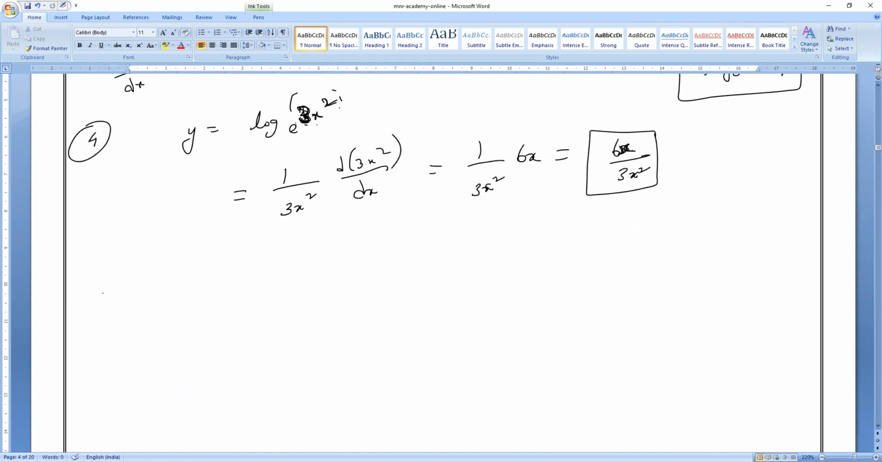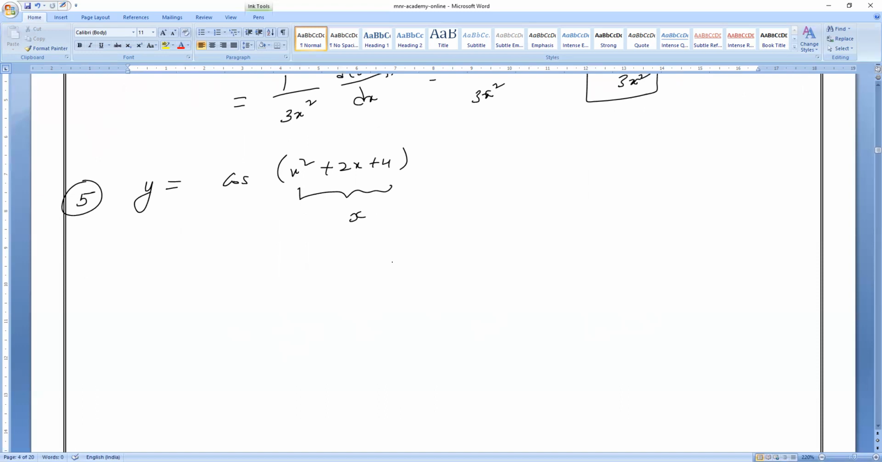Okay, right. Understood, Rudreshwa? You have to solve this in a very, very small fraction of seconds. Cos of x square plus 2x plus 4. Solve it. Just consider the entire thing as x. Now tell me, what will happen? I will assume cos x, because the x value I will substitute at last.